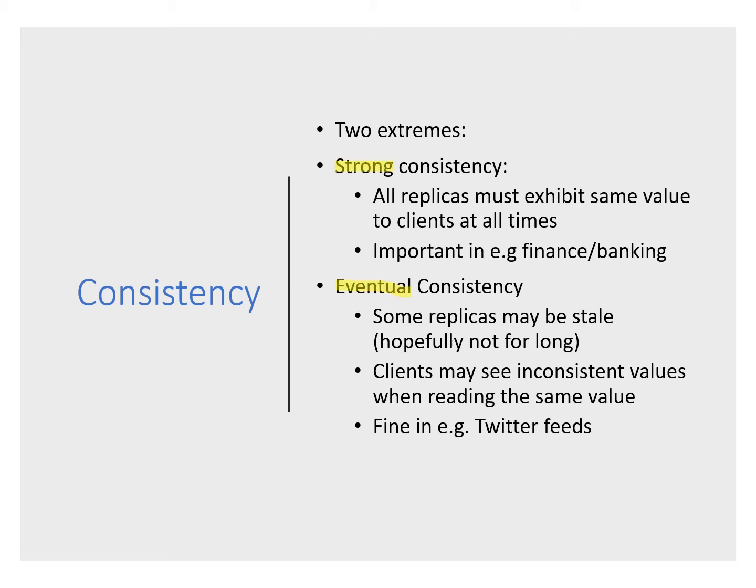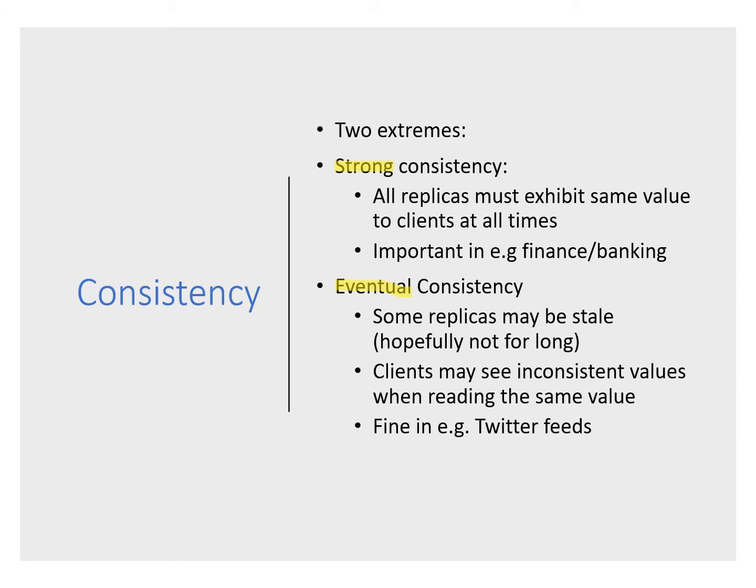weak or eventual consistency. Strong consistency is the sort of consistency you're used to in business and financial systems, where all replicas of the same database object must always exhibit the same value to clients at exactly the same time.